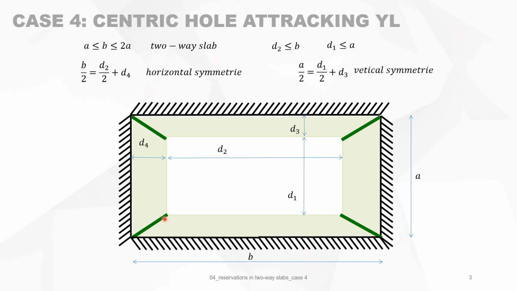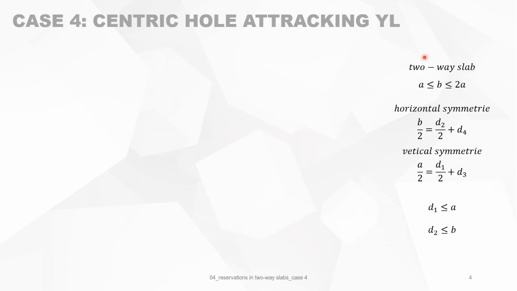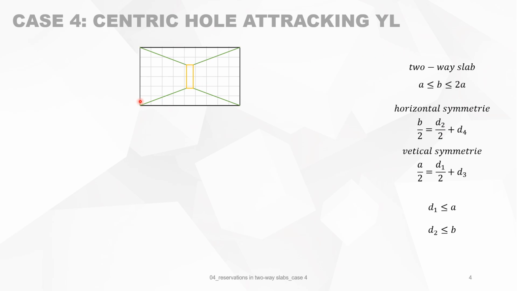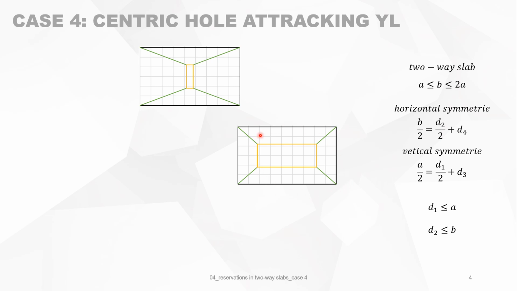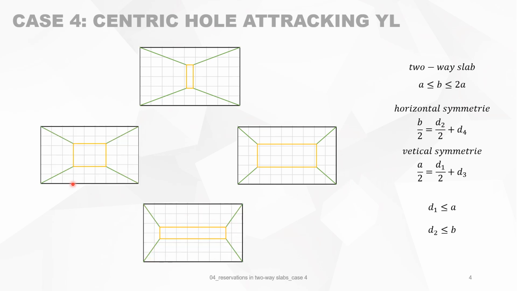of the opening. The conditions are, because it's centric, of course, that d4 on this side is equal to d4 on that side. That's the horizontal symmetry, and the same thing in the vertical symmetry. So those are the conditions. Of course, the hole is smaller than the size of the slab. To visualize it, you can have a hole like that, perfectly in the middle, or like that, or like this. So now you have an idea what we call a centric hole attracting yield lines, case 4.